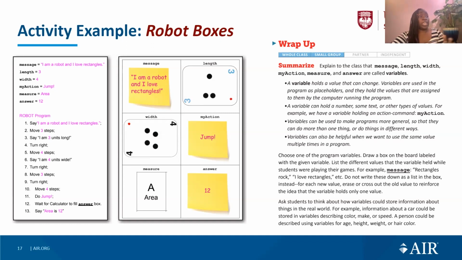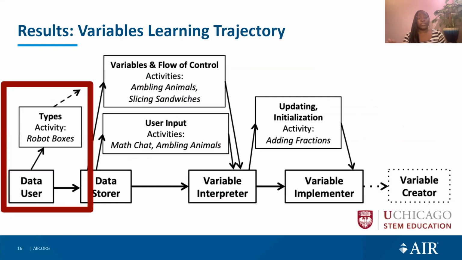So if you now, Katie, go to the view of the variables trajectory, you'll see here that this lesson focused on this notion, students being data users and learning about activity types. It's the first thing in the trajectory. That first motion, which is understanding what a variable is, understanding that you can use it to store data, understanding that it has different types. That's our activity that we use to illustrate there.